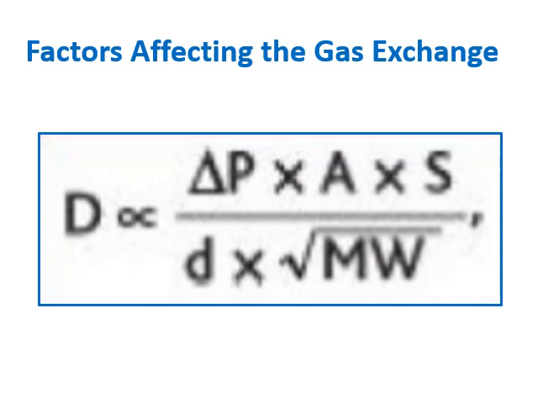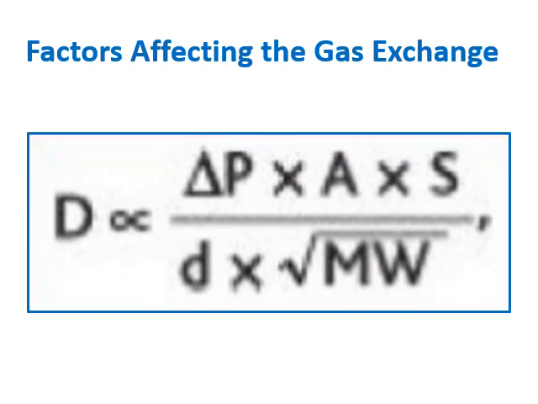So we can combine all the factors that affect the gas exchange by saying that the diffusion of the gas is directly proportional to the driving force, which is the difference in the partial pressure of the gas between the alveoli and the pulmonary capillary, directly proportional to the A, which is the surface area of the membrane, directly proportional to the S, which is the solubility of the gas, inversely proportional to the D, which is the distance that the gas will cross through, which is the thickness of the membrane, and inversely proportional to the square root of the molecular weight of the gas.